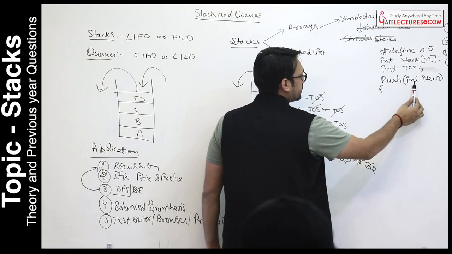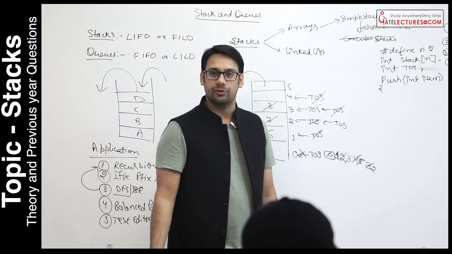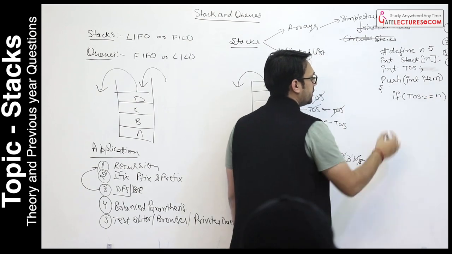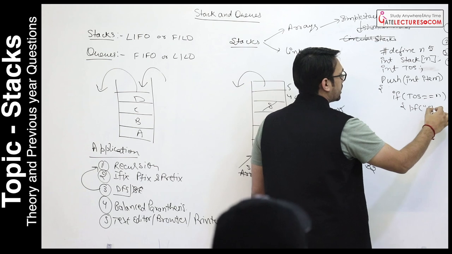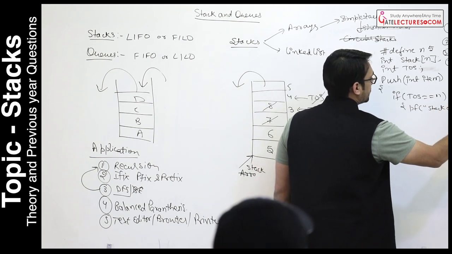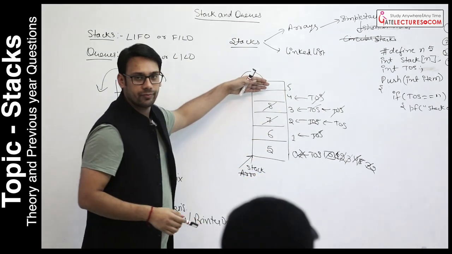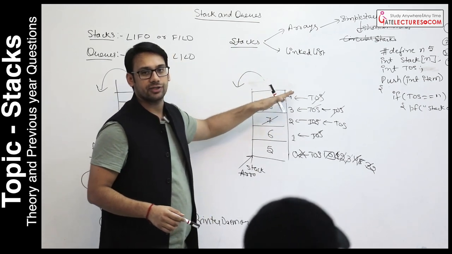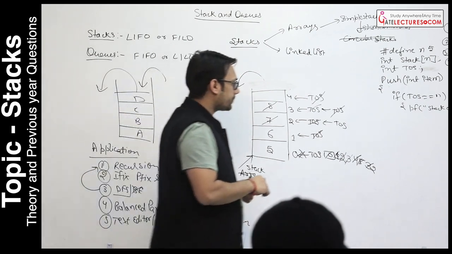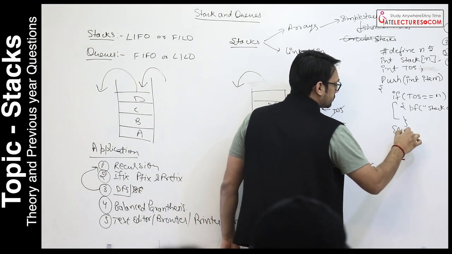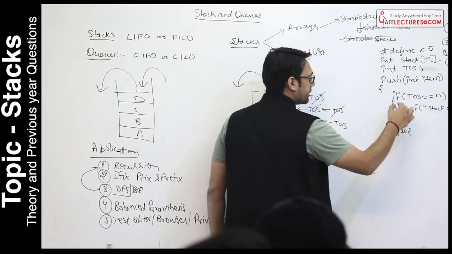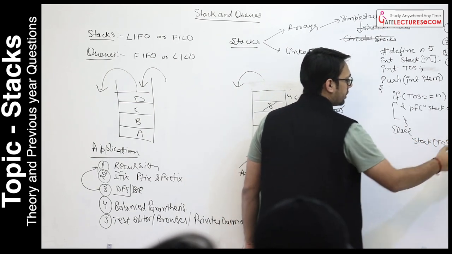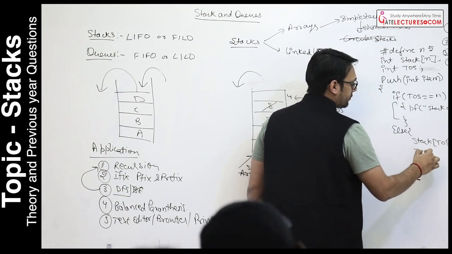If I make push integer item, first of all, you have to check what is the value of top of stack. So we are going to say if top of stack is equal to n, then you can say printf stack overflow. That means all the items are full. If this entire stack is full, then I'm going to say stack overflow, because if till fourth everything is full, then at the fifth location, when top of stack will point to the fifth location, that means all the items are in the stack. And else, you are going to put the item at that location. You are going to say stack of top of stack is equal to item, and then you can do top of stack plus plus.